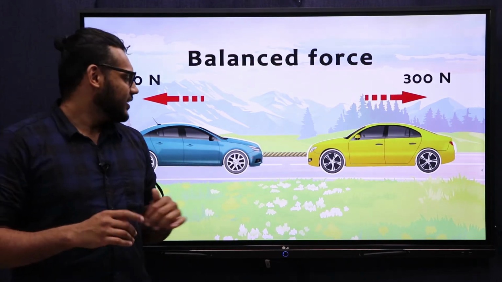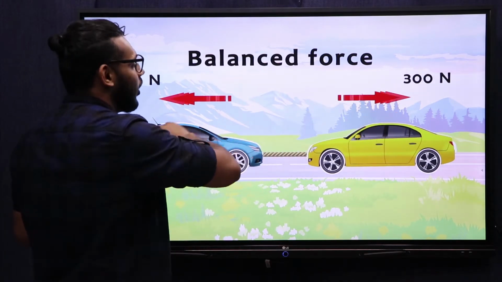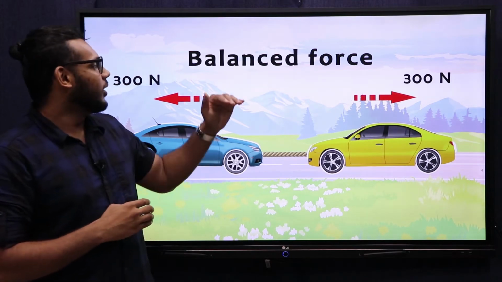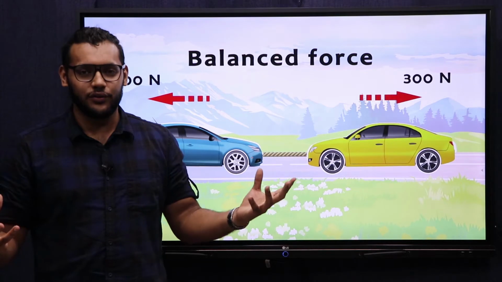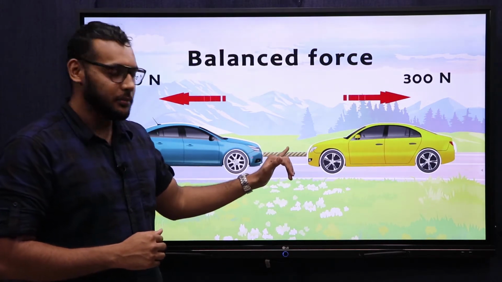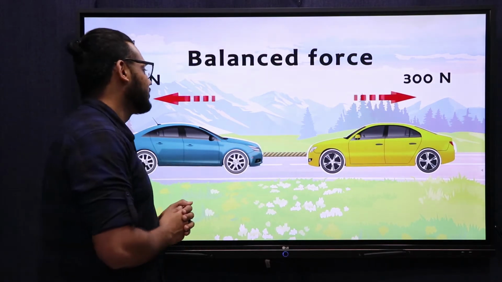Not exactly. There is force acting on the rope, but it's equal forces to the opposite sides, so there's a total net effect of zero. A balanced force is any force where the net components of the force add up to give a zero effect. So there are forces acting on it, but they cancel each other out. That is an example of a balanced force.